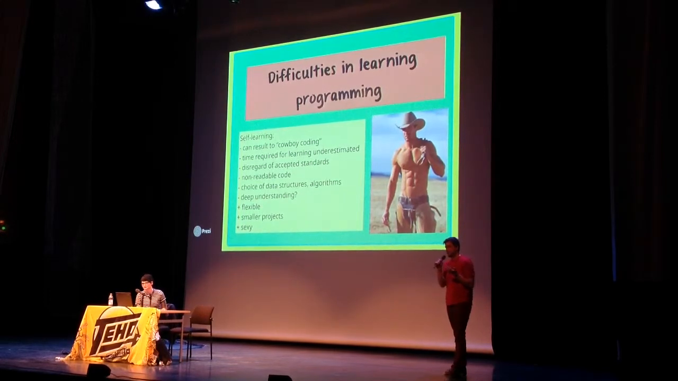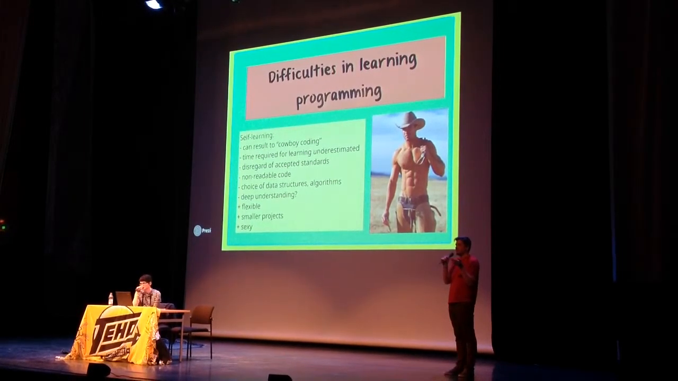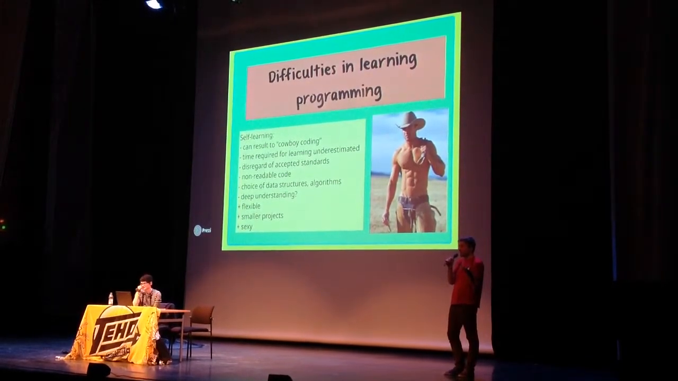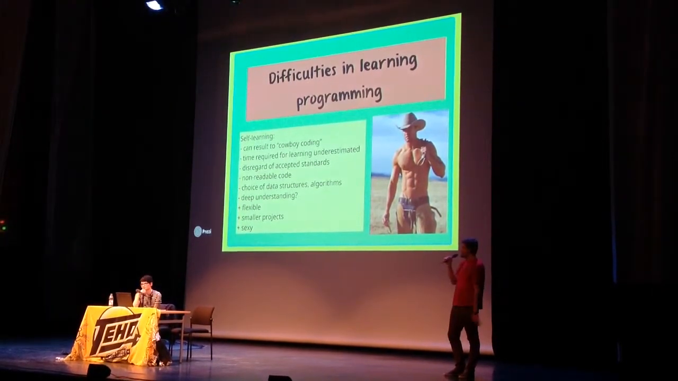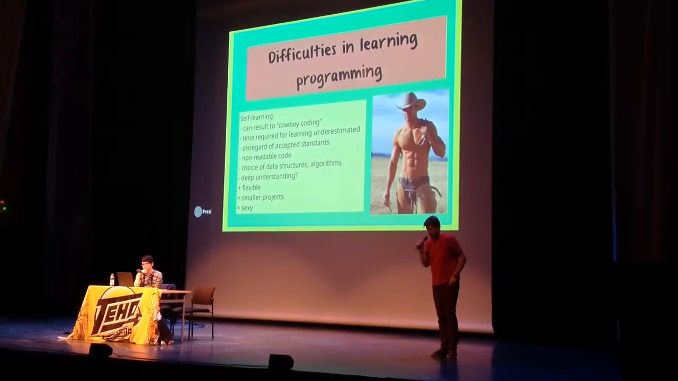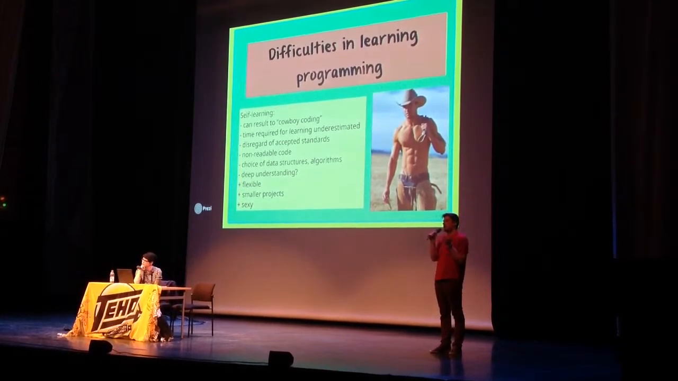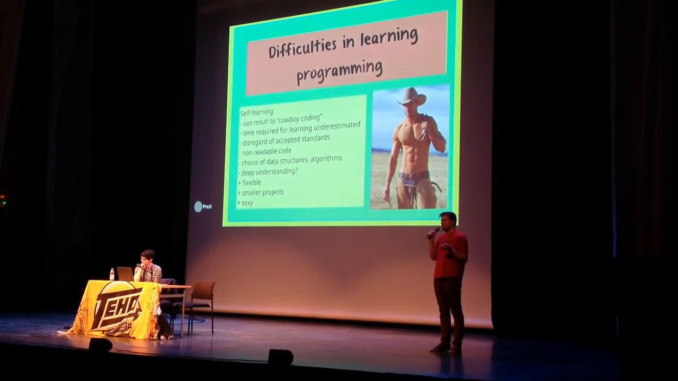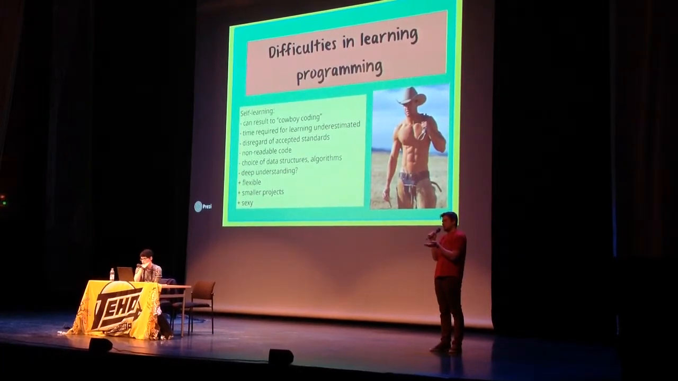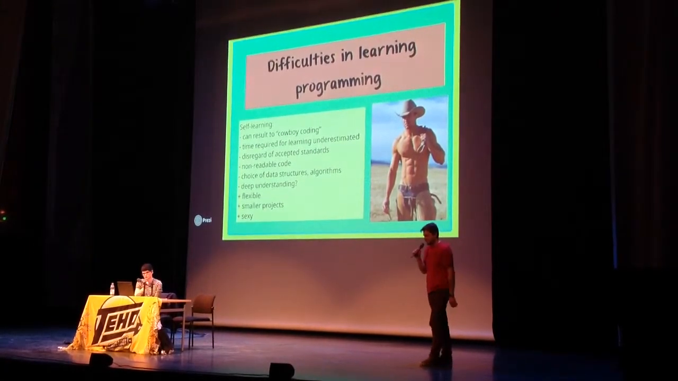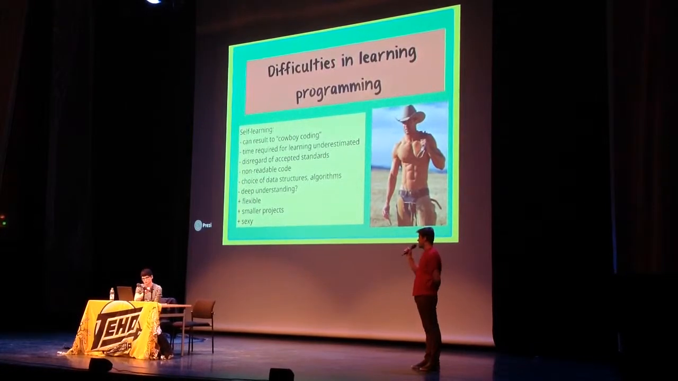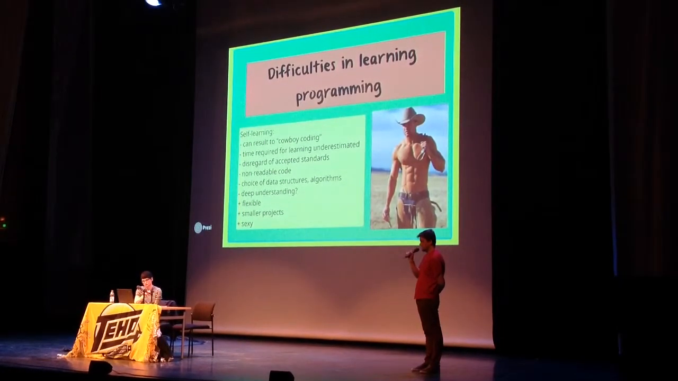Self-learning can result in disregard of accepted standards. Standards mean that the community or the developer of the language designed the language to be used in a certain way. Also, it can result in somewhat unreadable code. So if someone else looks at your code, he or she may not understand a single line of it. And one reason for this is the disregard of the standards.